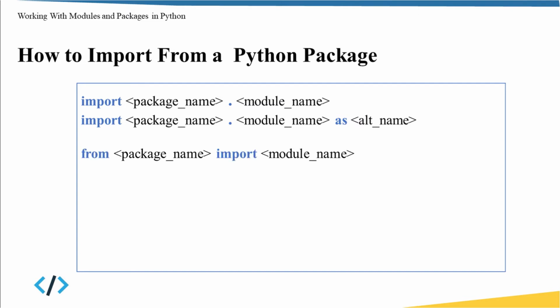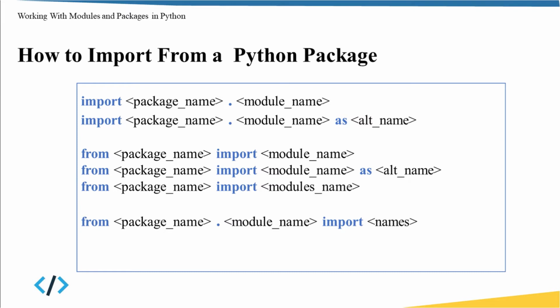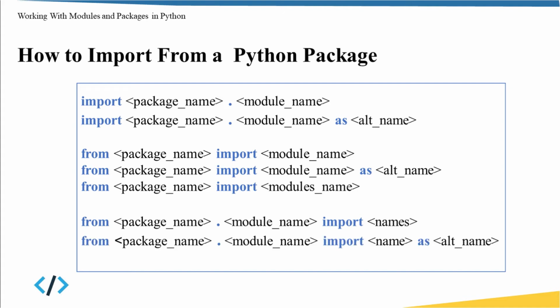You can import a module using from, so in this case you have to say from package_name import module_name. You can use from and import with as to give an alias name. Also, you can import some specific functions from a module within a package using from package_name.module_name import names. Also, for this specific name, you can give an alias name.